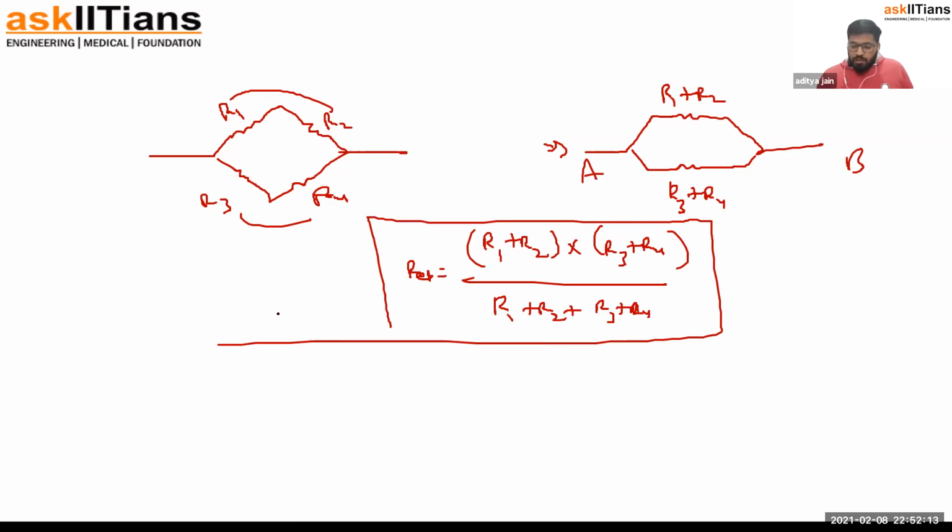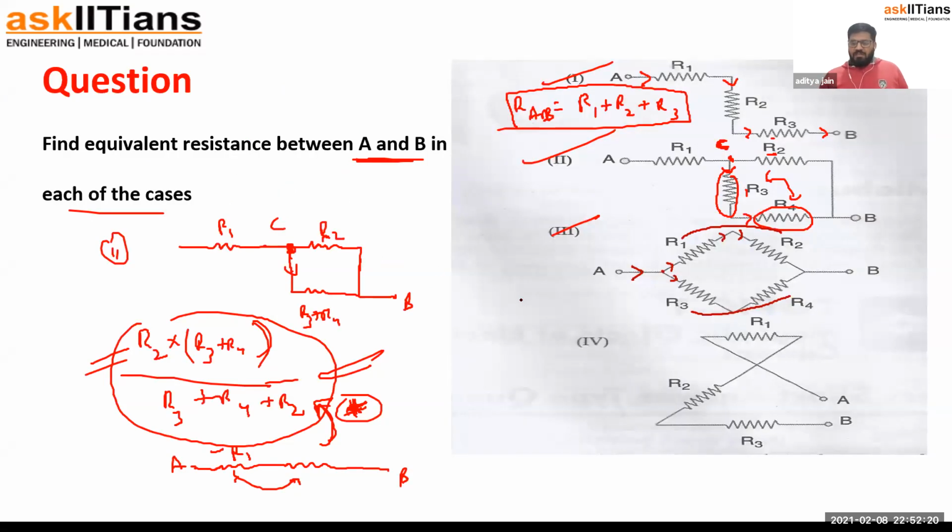So now I think you are like a pro in these equivalent resistance questions. We have discussed every possible case. Now this is the fourth part. The fourth part is like this. This was A.